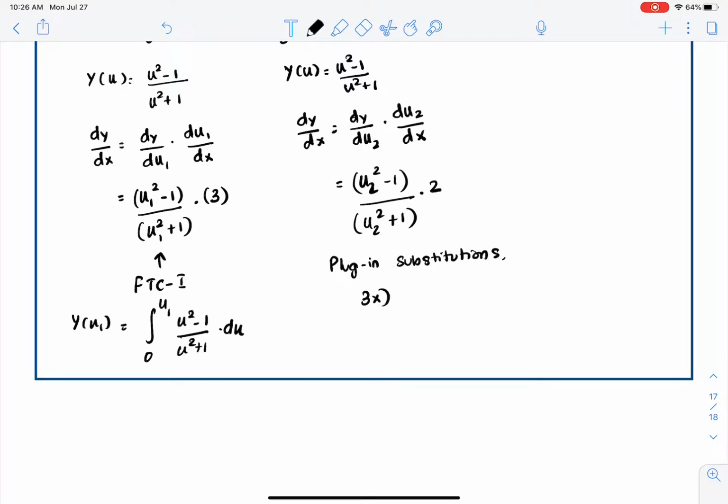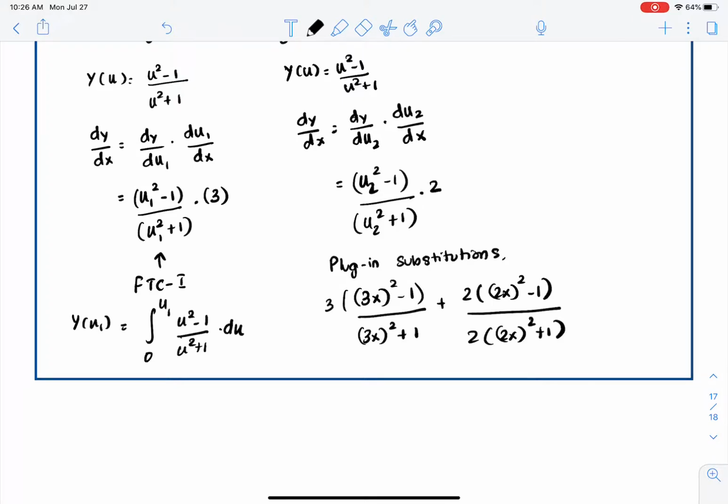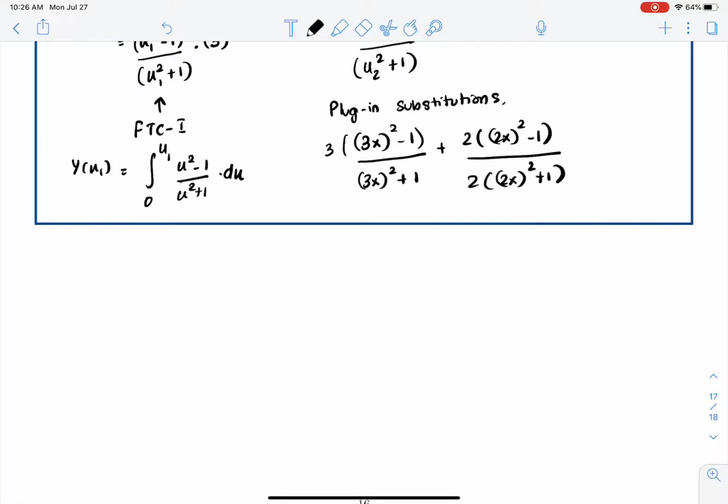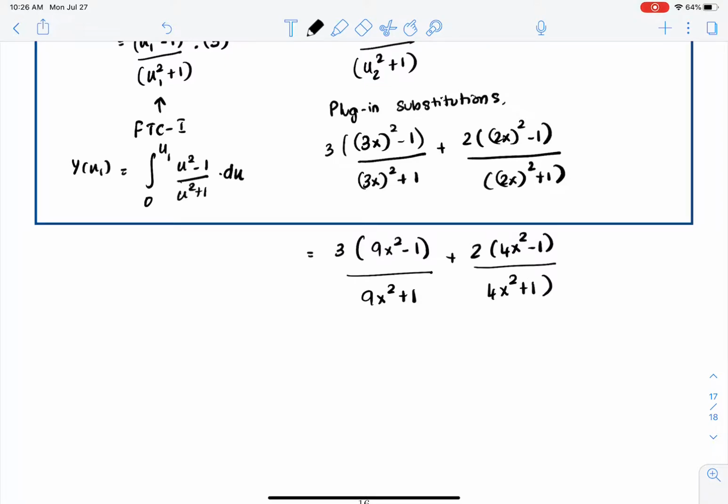We have (3x² − 1)/(3x² + 1) multiplied by 3, and 2 times (2x² − 1)/(2x² + 1). The 2 shouldn't be there. So 3 times (9x² − 1)/(9x² + 1) plus 2 times (4x² − 1)/(4x² + 1).